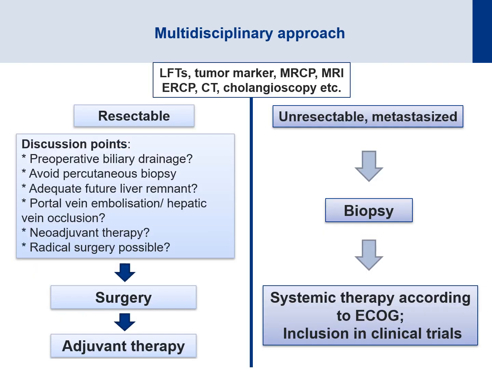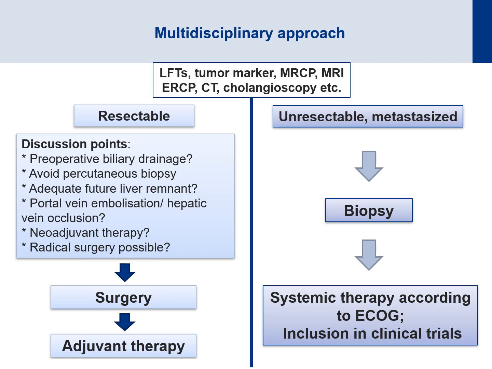So let's say we have completed all of the diagnostic tests and, judging from the radiographic findings, the patient's tumor appears to be resectable. What are the discussion points that we as the surgical department have to talk through with the other specialties such as oncology, radiology, gastroenterology, etc.? Is a preoperative biliary drainage necessary? If the tumor is upfront resectable, then definitely avoid percutaneous biopsy. Does the patient have some underlying liver injuries such as fatty liver disease or liver cirrhosis?